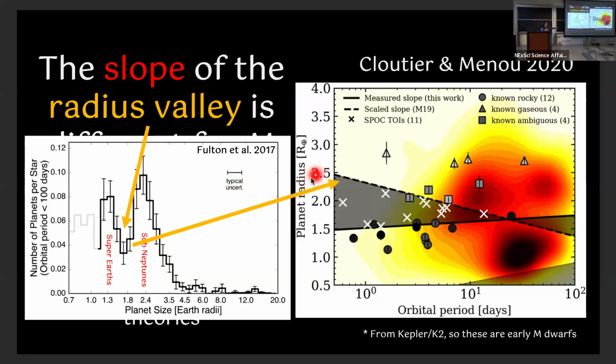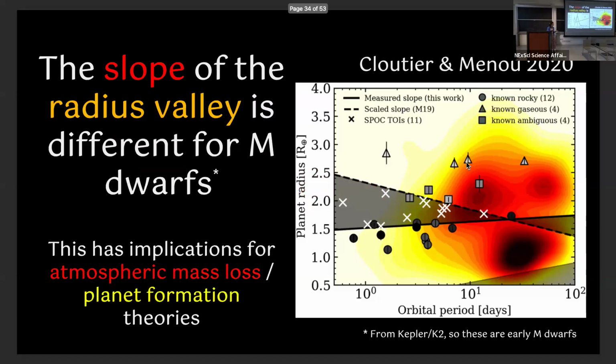And for sun-like stars, it follows this downward slope, as we heard about this morning. But it doesn't do that for M-dwarf planets. For M-dwarfs, it follows this flat line, the solid line here, where it doesn't depend on period. And so that therefore has implications for atmospheric mass loss and planet formation theories, as we heard about in BJ's talk this morning. I'll also note that this is coming from Kepler and K2. So these are specifically results for early M dwarfs again. As we heard about, subneptunes are a lot rarer around our mid to late M dwarfs.